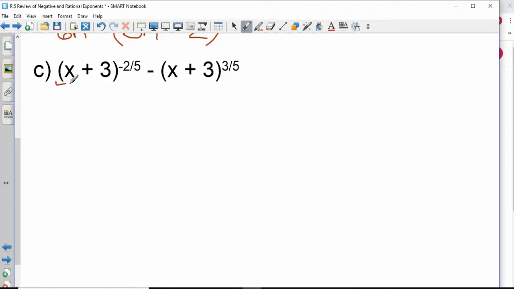We have 2 terms. We factored some like this when we were doing the greatest common factors, where we had an entire parenthesis we have to pull out. So we're going to take out that x plus 3. Negative 2/5 and positive 3/5, so the negative 2/5 is smaller.